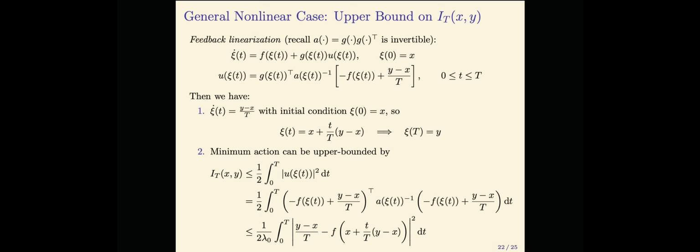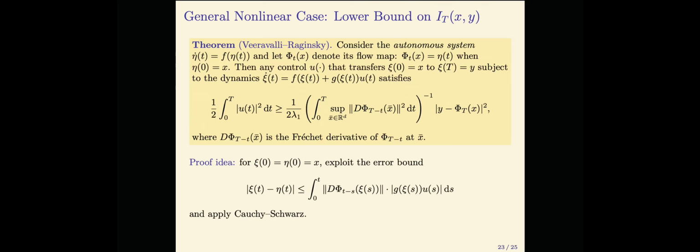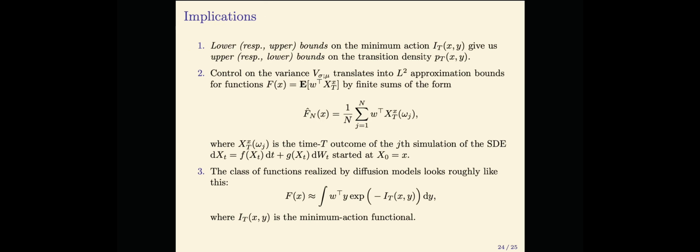Sorry about that. The point is that we can actually get upper and lower bounds on that control effort, which are reasonably tight. So this is a lower bound that gives you an upper bound on the density. The point is that the functions that are realizable by diffusion models roughly look like this, and for expressiveness, you can actually make this a nonlinear function of x.